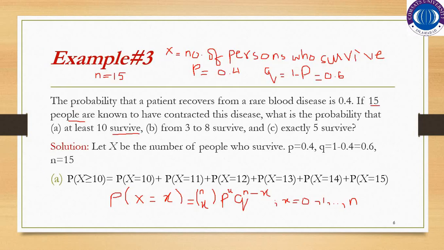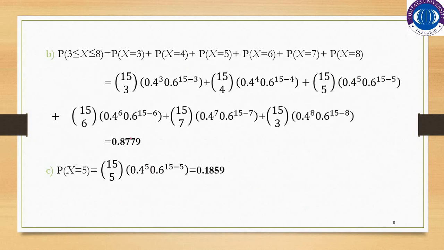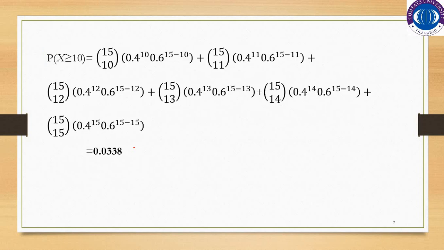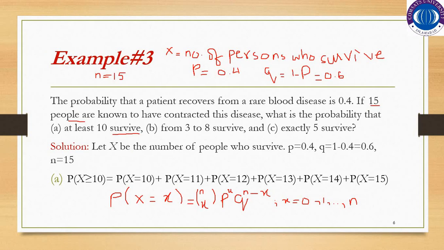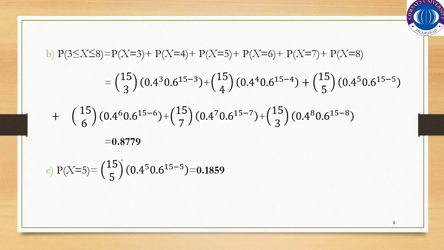By applying the probability mass function, you will get 0.8779, which is the probability that 3 to 8 will survive. In part C, they are saying that exactly 5 will survive. So we will substitute x is equal to 5. What do we get? We will get 15C5 0.4 raised to power 5 and 0.6 raised to power 15 minus 5, which is equal to 0.1859. This is the probability that exactly 5 will survive.